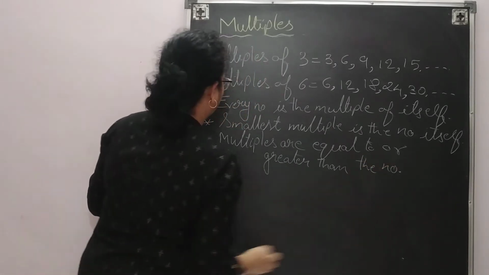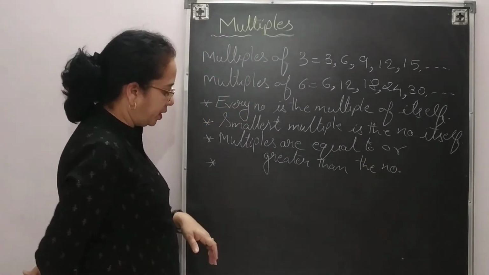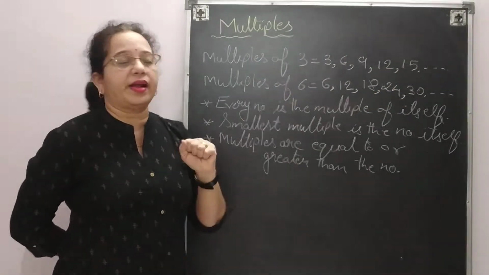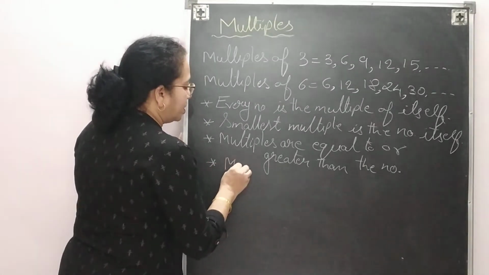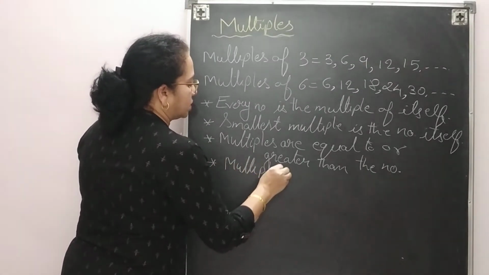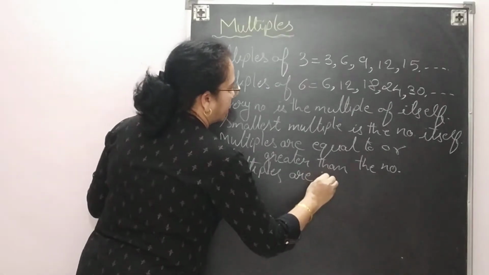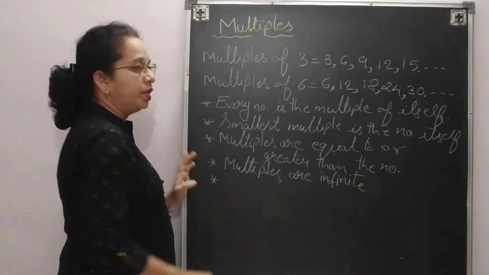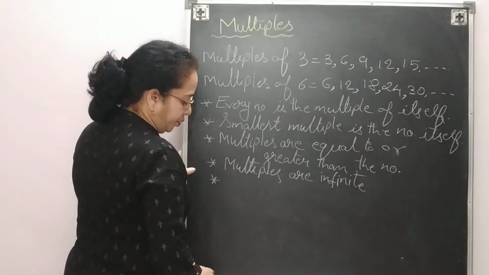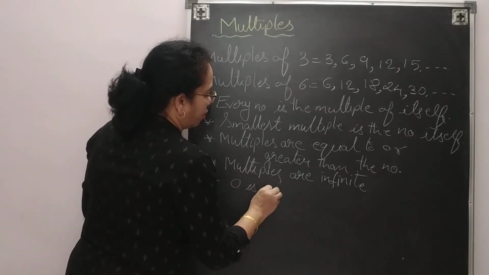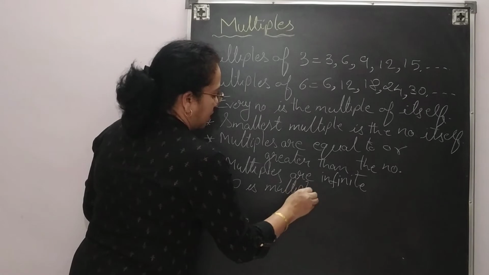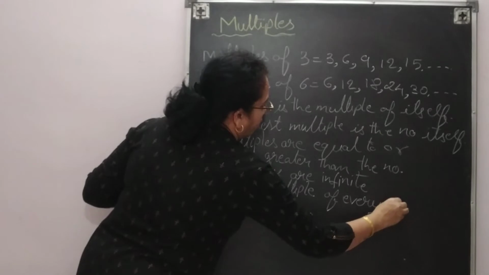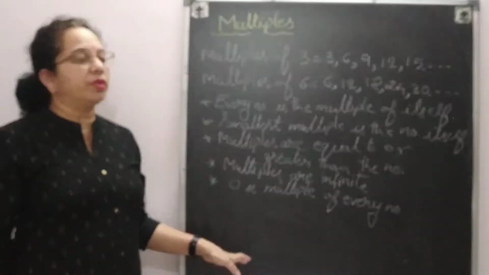Okay, what is the next property? Here we cannot count, so it means infinite numbers we can write down. So what can we say? That multiples are infinite in numbers. Multiples are infinite in numbers, we cannot count. And already one point I have explained to you, 0 is the multiple of every number. This is all about multiples.